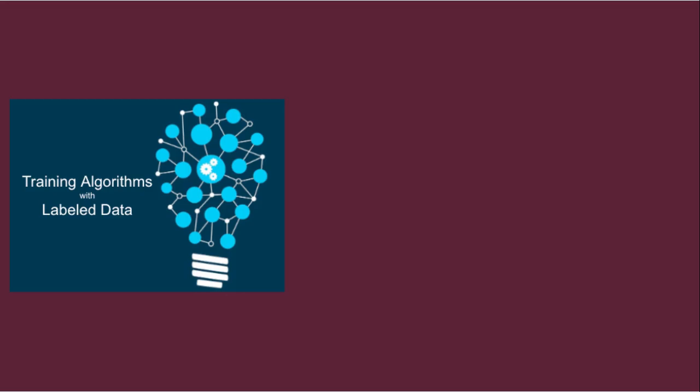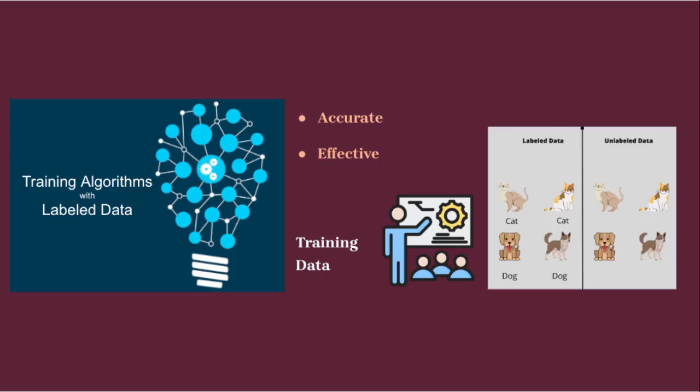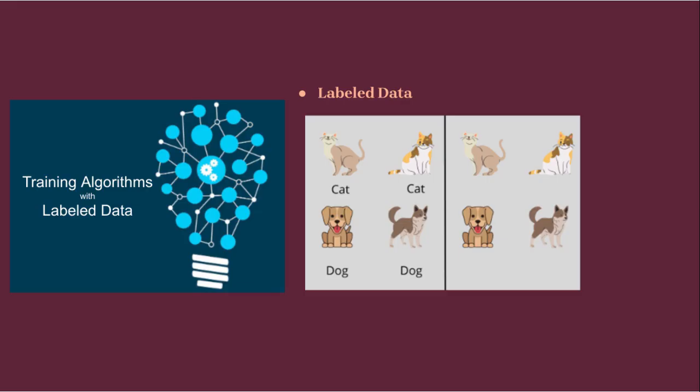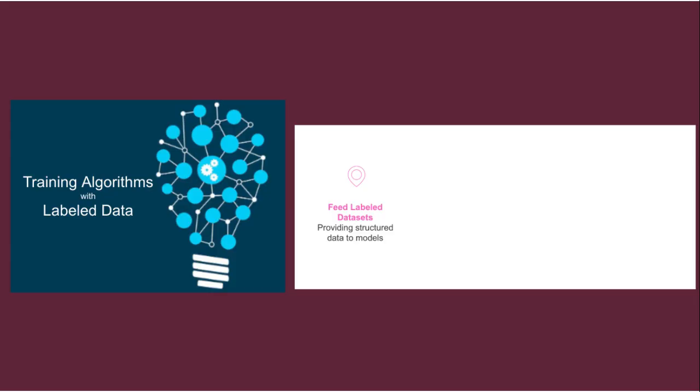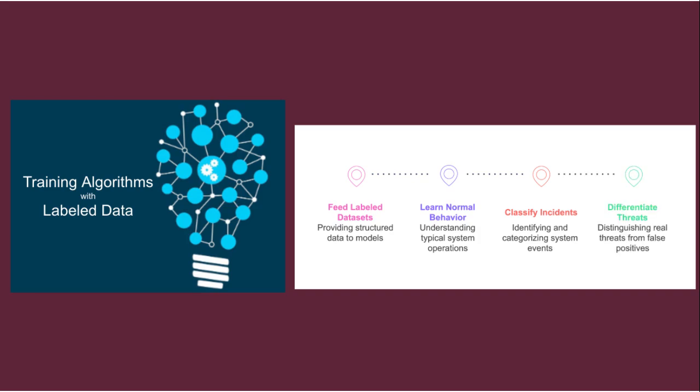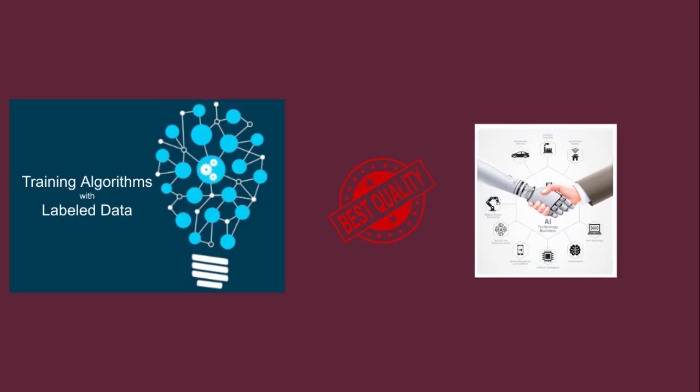To make machine learning models accurate and effective, they need training data. This is where labeled data comes in. Labeled data means that each data point is already tagged with the correct category. For example, if a system log reports an issue, it can be labeled as a high-priority alert, network failure, or false alarm. By feeding labeled datasets into machine learning models, AIOps can learn what normal system behavior looks like, how to classify incidents correctly, how to differentiate false positives from real threats. The more high-quality labeled data a model has, the better it becomes at automated decision-making.